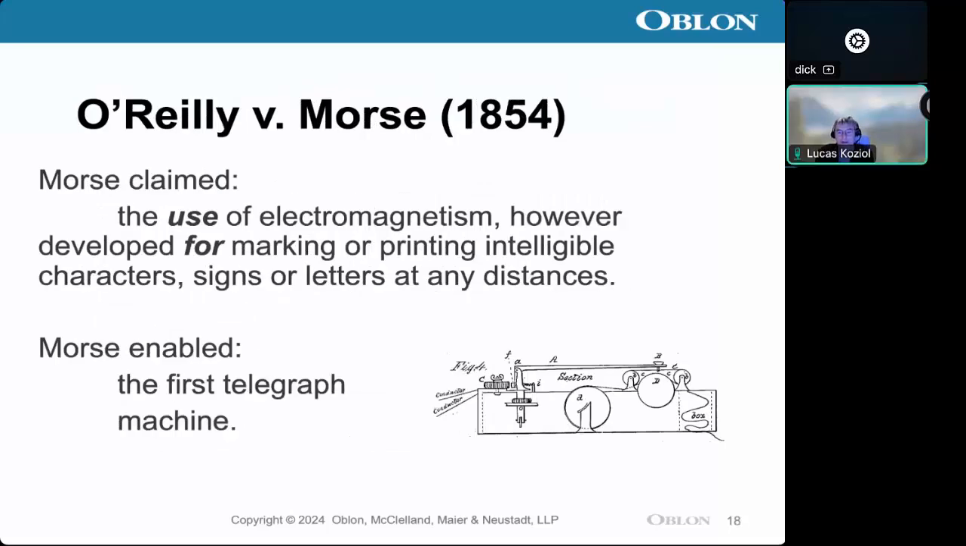Another case figuring prominently in Amgen was the 1854 decision O'Reilly v. Morse. In his patent, Samuel Morse claimed the use of electromagnetism for printing at a distance. This claim used functional language without requiring any structure of how to accomplish such use. What Morse had actually invented was the first telegraph machine, which we show a picture of here from his original patent. Now, to put this another way, the fax machine, which was not developed until the 1930s, would have infringed this claim.